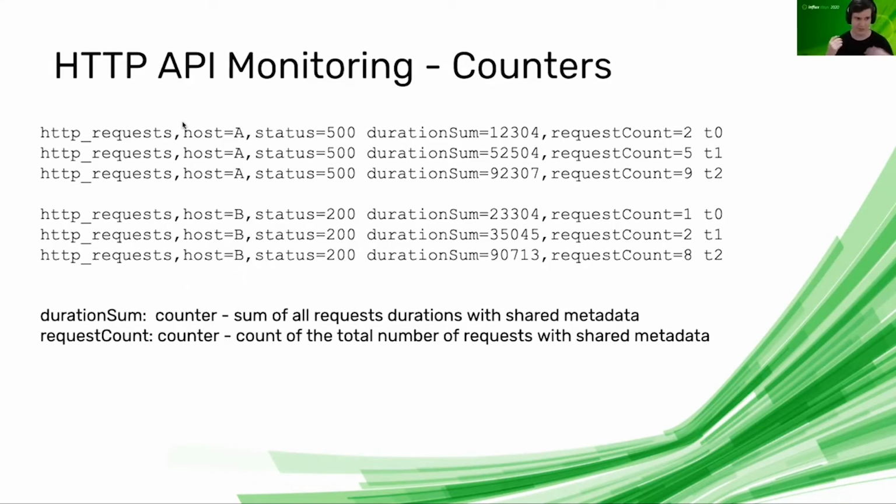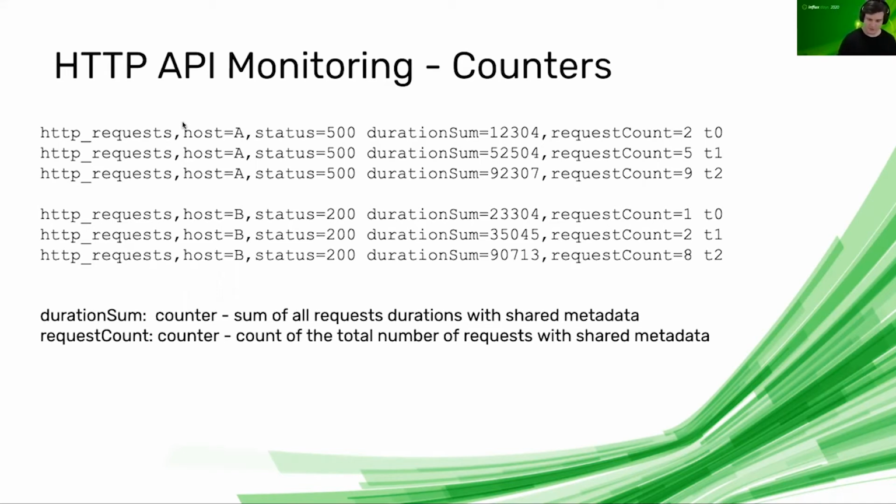So we have our measurement and tags, and we have 2 fields. Each of those fields is a counter: the duration sum, which represents the sum of all of the durations. So if I have one request that takes 10 seconds and then another that takes 5 seconds, my duration sum would be 15 and my request count would be 2, right? So it's just 2 counters that go up by different values. Request count goes up by 1 each time, and duration sum goes up by the duration of the request each time.